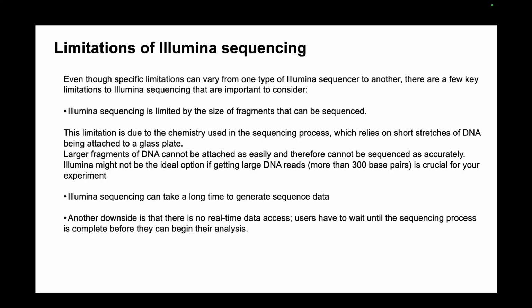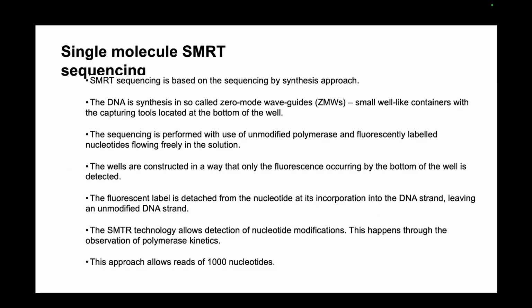you might not want to do Illumina, you might want to do some sort of long read sequencing technique we have discussed. It can also take a long time to generate the sequence data, and there is no real-time access to the data, so you have to wait till the whole sequencing is complete, a day or two for a certain number of samples, and only after that can you use the data for your analysis. So this issue of short reads in Illumina is overcome by long read sequencing techniques.